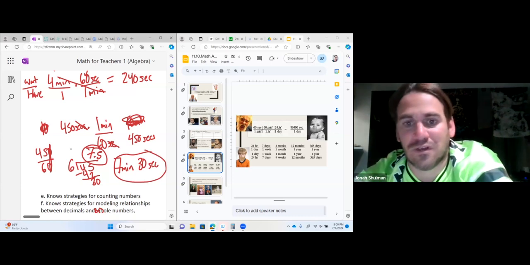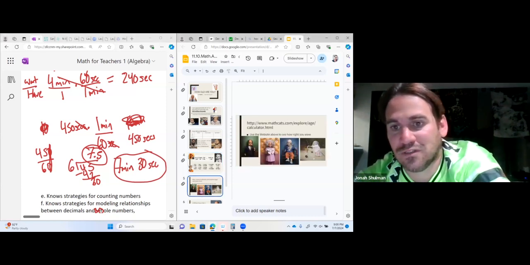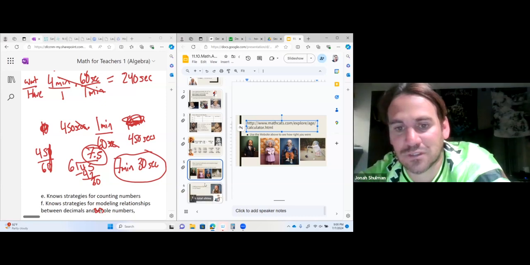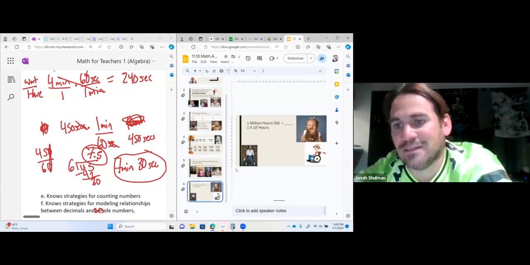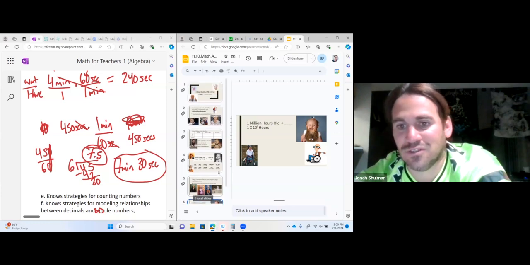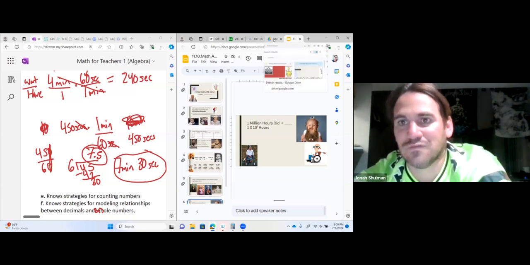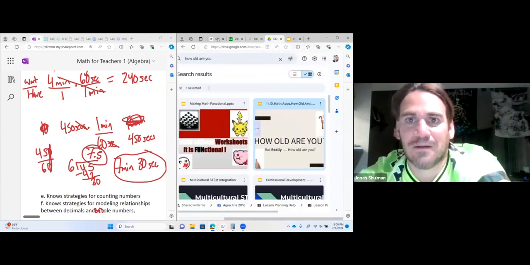Ta-da! So if you want to show students how to do it, there's a website that'll tell them exactly how old they are with leap years and stuff like that. And if you were 1,000,000 hours old, how old are you? And it's just cute pictures. So really cute lesson for students. All right, let's get back into it.